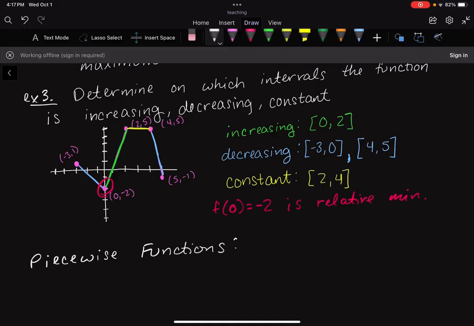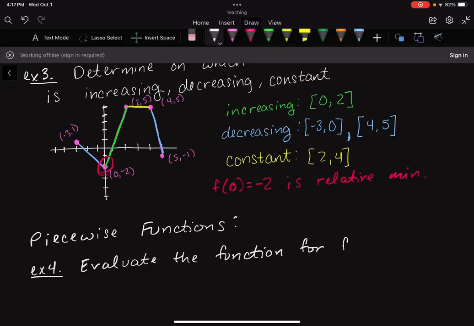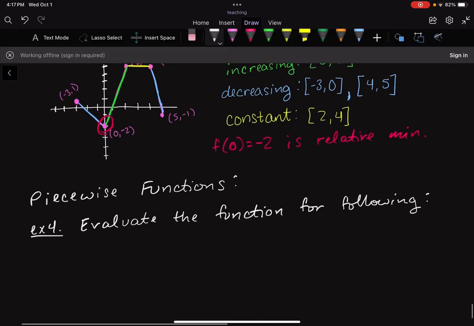Piecewise functions are functions that are broken up into pieces based on their interval. So I'll show you what I mean. So we'll do an example. So it says evaluate the function for the following. And so I'm going to give you the function first. The function is f of x equals, and I'm going to have pieces of this.